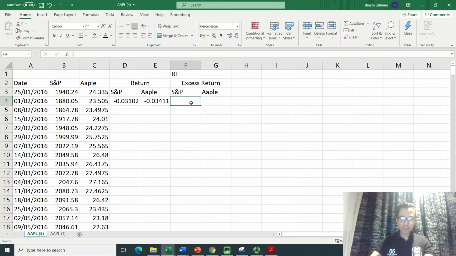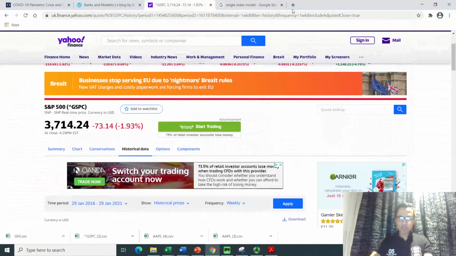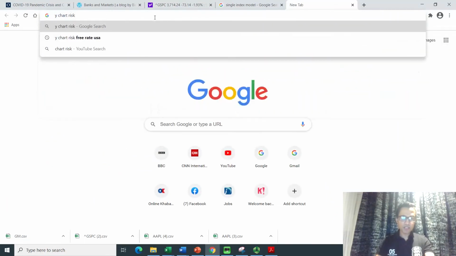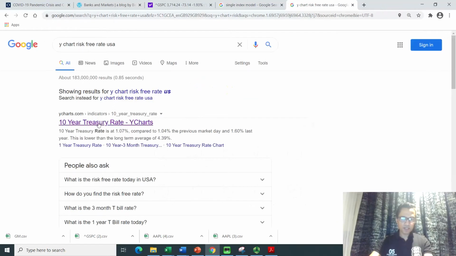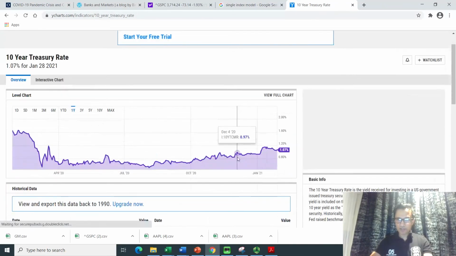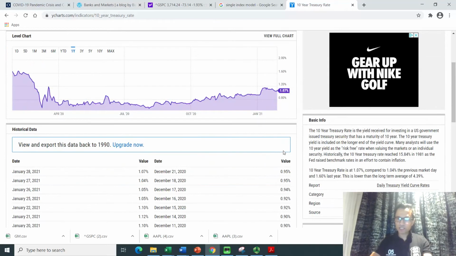And in terms of excess return, what I'm saying is I want to find out excess so that I will have deducted the risk-free rate. So I need the risk-free rate. Now I can download it from Bloomberg, but just to save time, I will just say Y-chart risk-free rate USA, and then I can get it here. You can see currently, as of today toward the end of January 2021, it's 1.07, but I've got 5 years data.